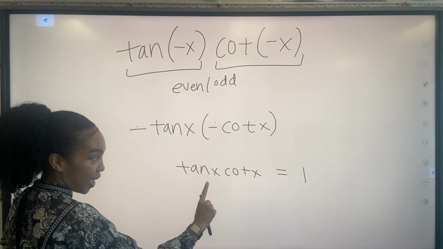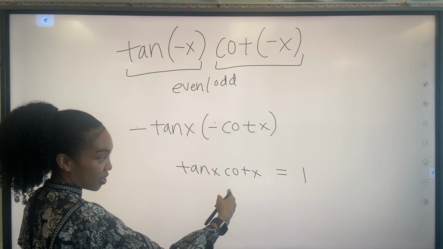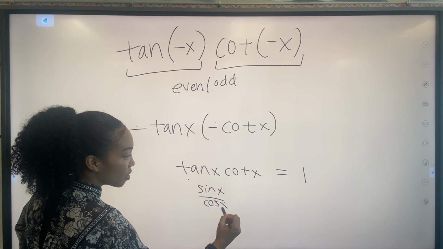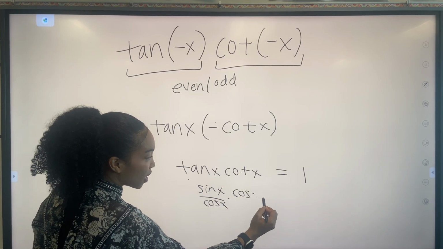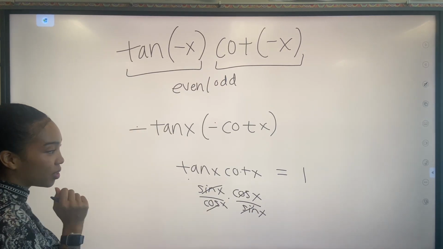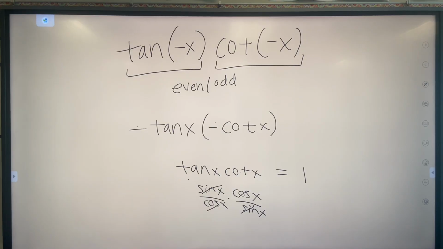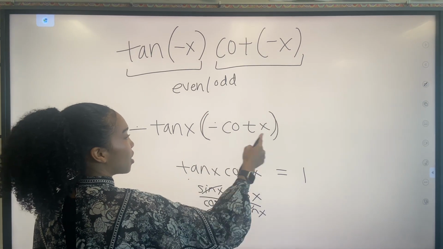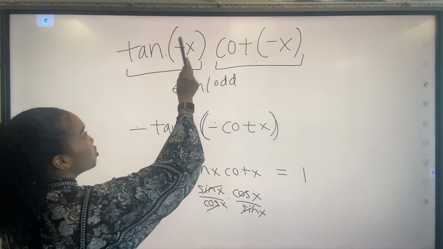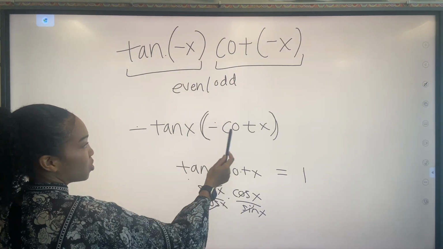However, if you didn't know that, just change it all to sines and cosines. So tangent is sine over cosine, and cotangent is cosine over sine. Cancel, cancel, cancel, cancel, you're left with 1. And the reason why I put parentheses right here is because I don't want you to think I'm subtracting them. You're still multiplying. These two are being multiplied, these two are being multiplied.